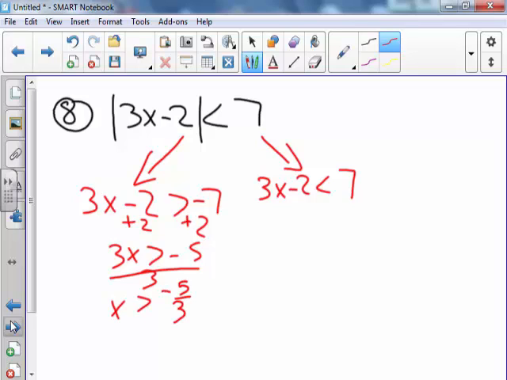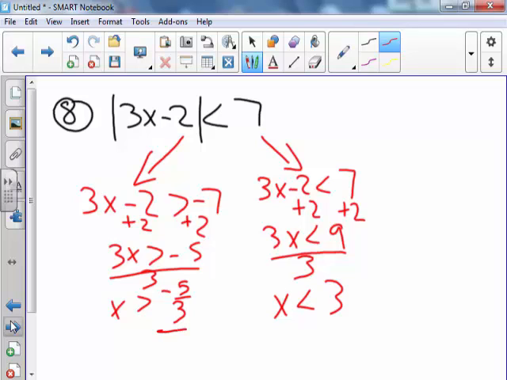So we know that's our lower bound there because we're moving up that way. Now with this one we need to add 2 to both sides. So we get 3x is less than 9. Divide both sides by 3. We get x is less than 3. So we know our solution has to range from -5/3 up to 3. And if we look at the inequalities there, A is the one that represents that.